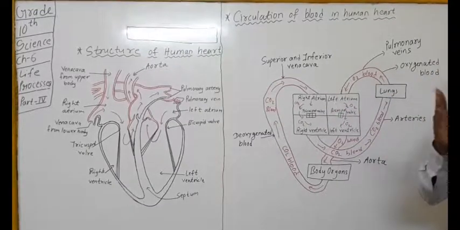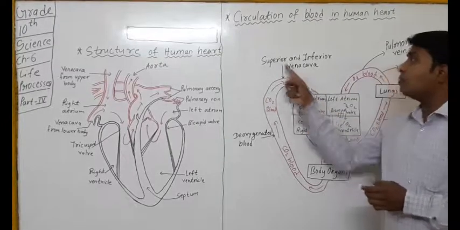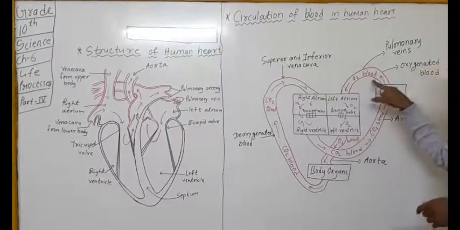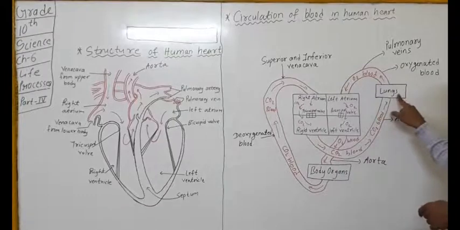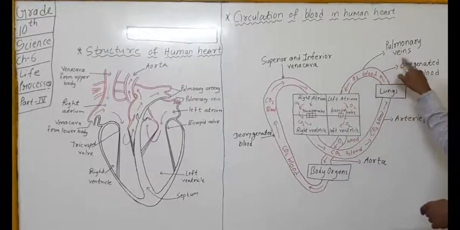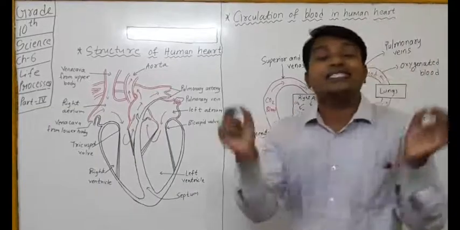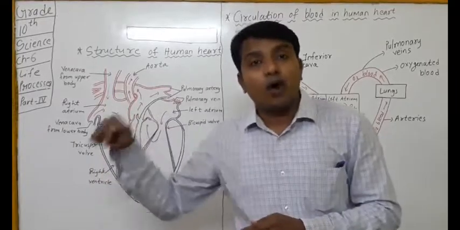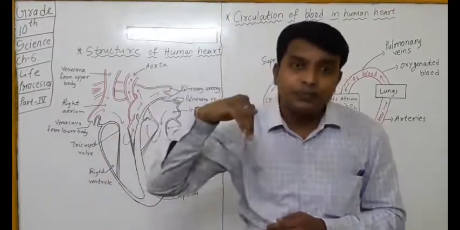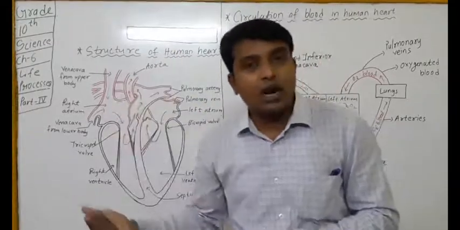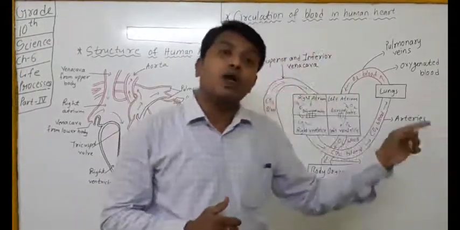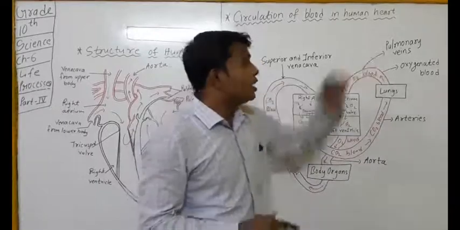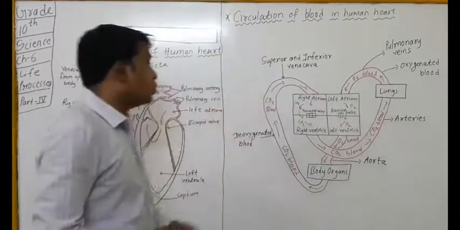That means the deoxygenated blood is entering the right atrium from the body organs by means of the superior and inferior vena cava. At the same time, the oxygenated blood from the lungs is taken into the left atrium by the pulmonary veins, and both these processes take place simultaneously. Okay, clear? Now what happened?